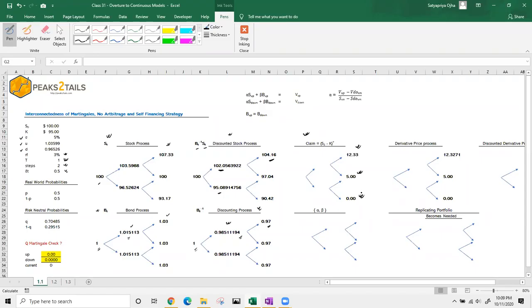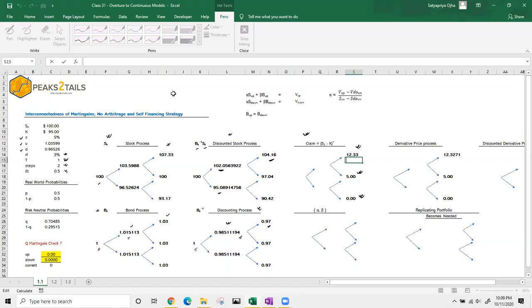Now, please understand that this is the only place. Expiry is the only time we can say the payoff is equal to the price. There is no doubt about that, right? Is there any doubt? Because you see, at expiry, it will pay 12.33 here.